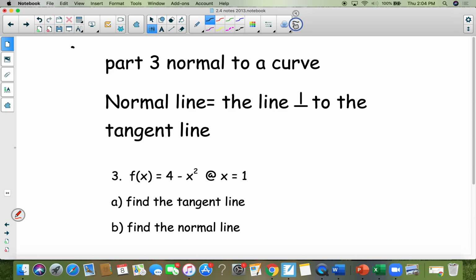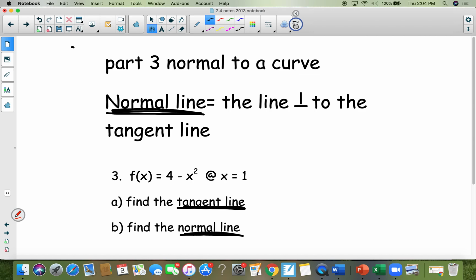We're going to get better and better at doing what is the normal to a curve and what is tangent to a curve. The normal line is the line perpendicular to the tangent line. Instead of saying perpendicular in calculus, we say that it is normal. So we are going to do this again. We're going to find the tangent line. We haven't found the tangent line, we only found the slope of the tangent line. And then we're going to find the normal line. So here we go again.